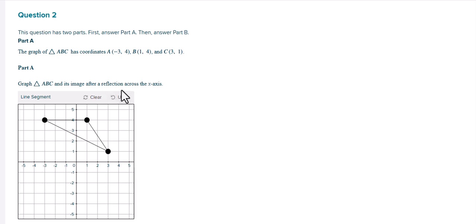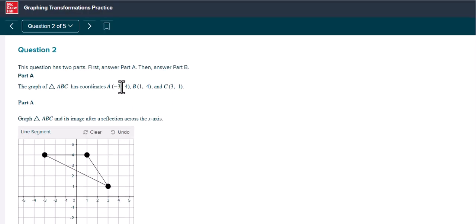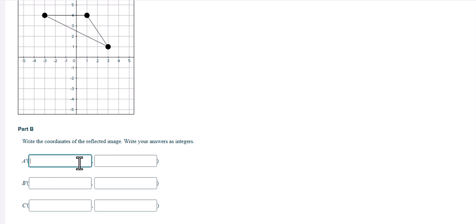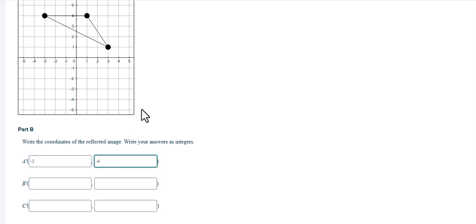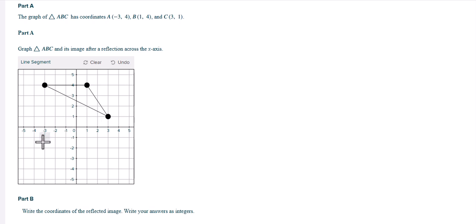Okay, I need to reflect this over the x-axis. Now, again, you have a choice. On scratch paper, you could realize that if you reflect it over the x-axis, everything's now going to be below the x-axis, which means the y-coordinates will change, but the x-coordinates will stay the same. So instead of (-3, +4), that would be (-3, -4). And then you could actually go ahead and graph that. 2, 3, 4, and boom.